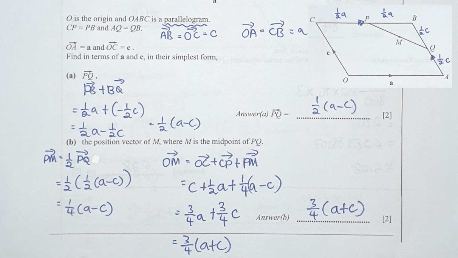So position vector of M, where M is a midpoint of PQ. So I find PM's value first by taking PQ multiplied by half, which is 1 over 4 bracket A minus C. So position vector of M will go through OC plus CP plus PM, which is C plus 1 over 2A plus 1 over 4 bracket A minus C. After calculation, you will get 3 over 4A plus 3 over 4C, which is 3 over 4 bracket A plus C.